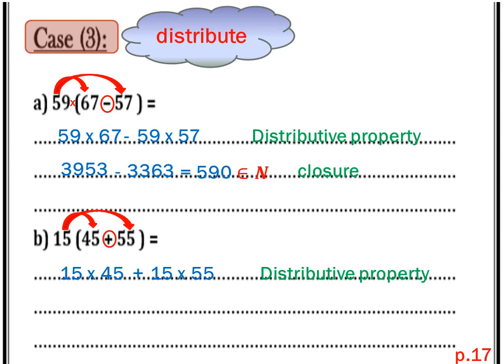So let's calculate 15 times 45, which equals here 675. Then put the plus. And now 15 times 55 on calculator, it will be 825. And now let's calculate 675 plus 825. So the answer will be 1500, which belongs to N, closure property.